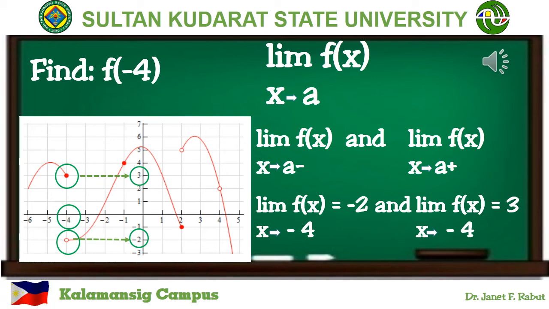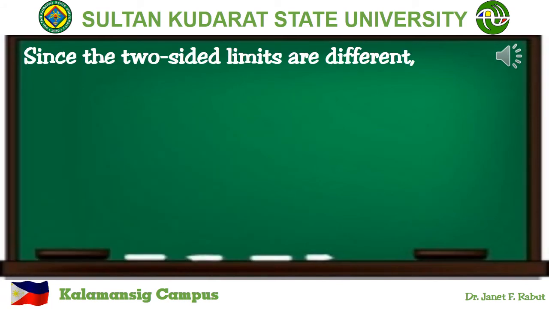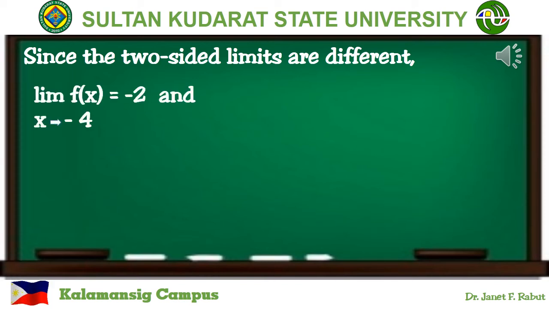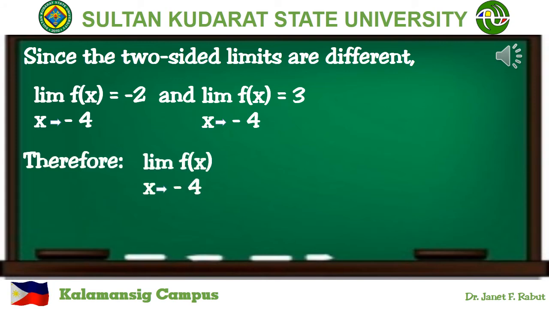What does it mean? Since the two-sided limits are different, we can see that the limit of f of x as x approaches negative 4 from the left of a is negative 2, while the limit of f of x as x approaches negative 4 from the right of a is equal to 3. Therefore, the limit of f of x as x approaches negative 4 does not exist.